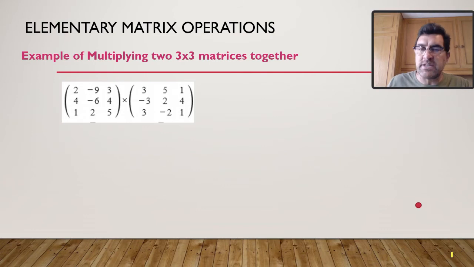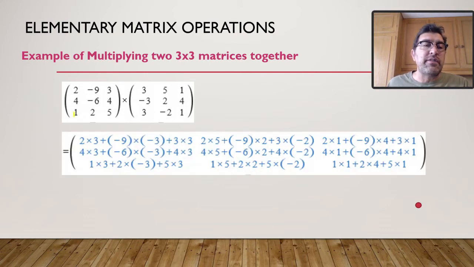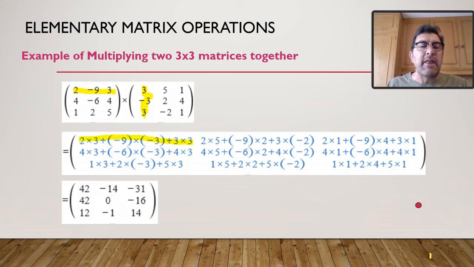Okay, let's see what you did. You took the first row for entry number 1. This entry over here is the first row multiplied by the first column, 2 times 3. There we go. Plus minus 9 times minus 3, plus 3 times 3 for the third one, and there's your entry, correct. So we do that for every single one of those entries, and the result that you were supposed to get is the matrix at the bottom.